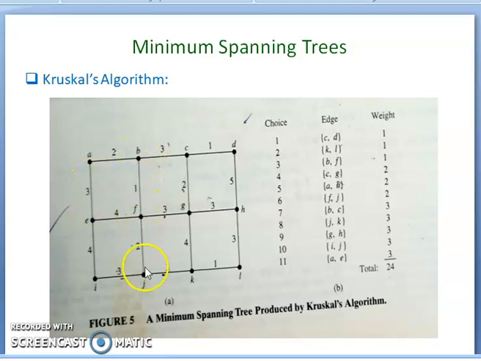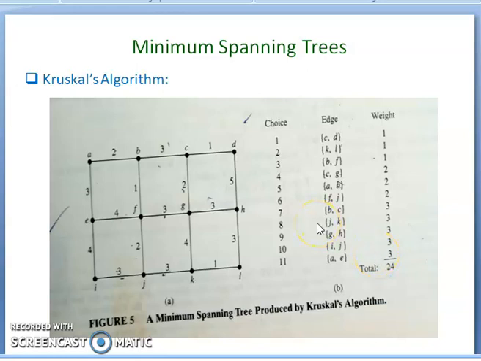Every edge marked is considered. All vertices are covered without any loops. So hence these are the edges. You consider it according to Kruskal's algorithm. Minimum weight is 24. This is the minimal spanning tree according to Kruskal's algorithm.